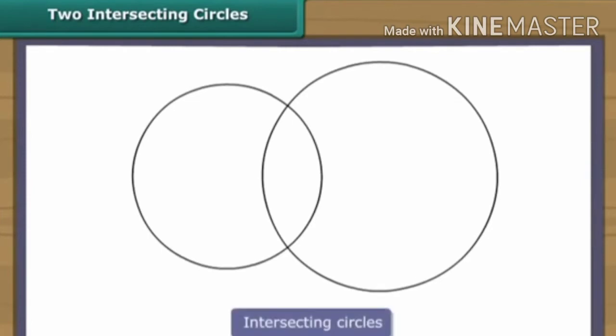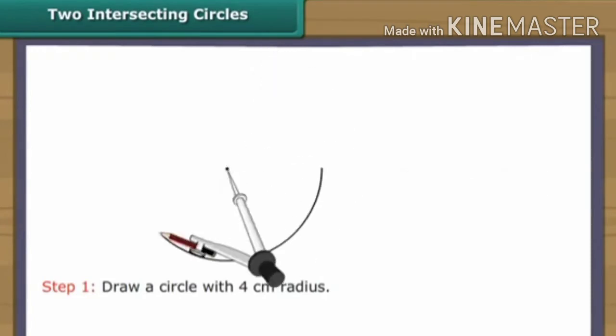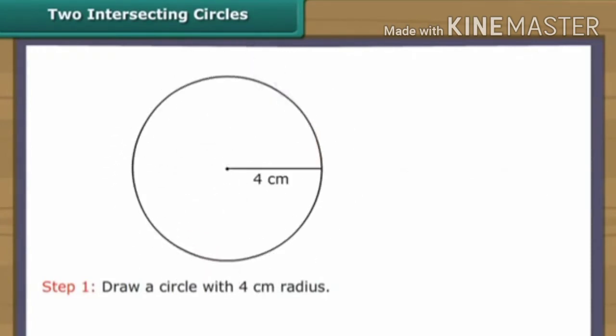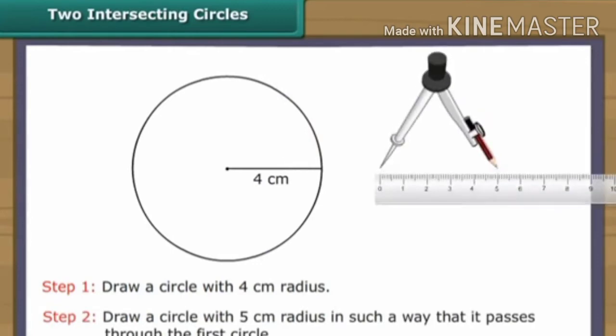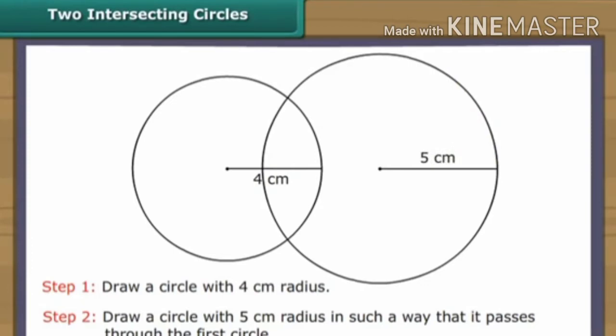Two intersecting circles. Intersecting circles may or may not have the same radii. Let us now draw intersecting circles. Draw a circle with 4 centimeters radius. Draw a circle with 5 centimeters radius in such a way that it passes through the first circle. We have 2 intersecting circles.